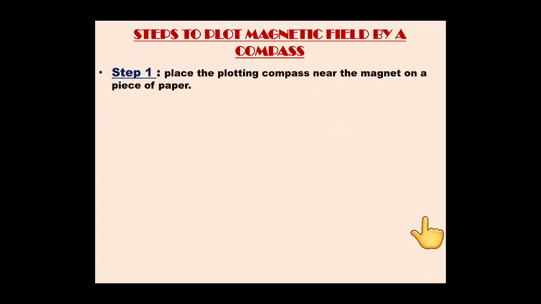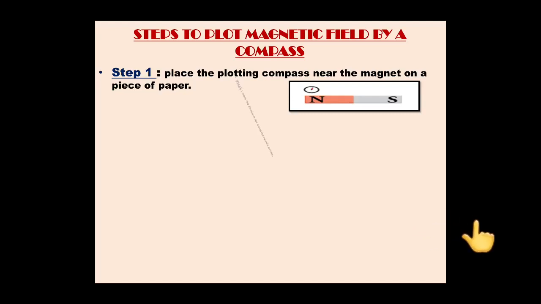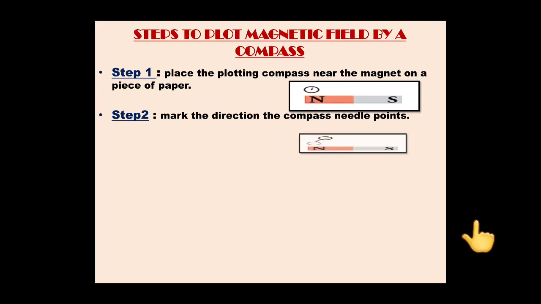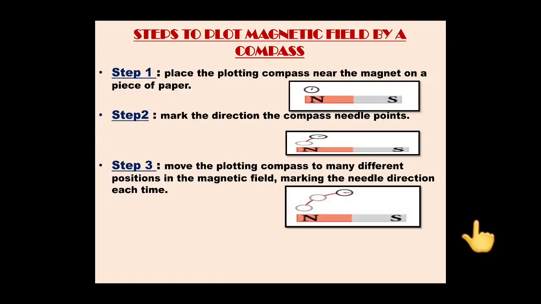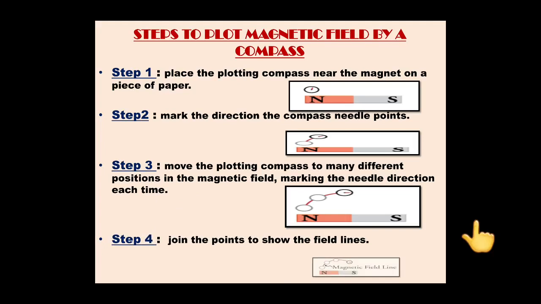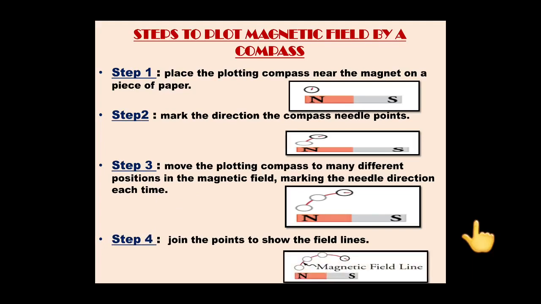Step 1. Place the plotting compass near the magnet on a piece of paper. Try to keep it near any one of the poles. Step 2. Mark the direction of the compass needle using a pencil. Step 3. Move the plotting compass to many different positions around the magnet and mark the needle direction each time. Step 4. Once you complete, join all the points to get the field lines.